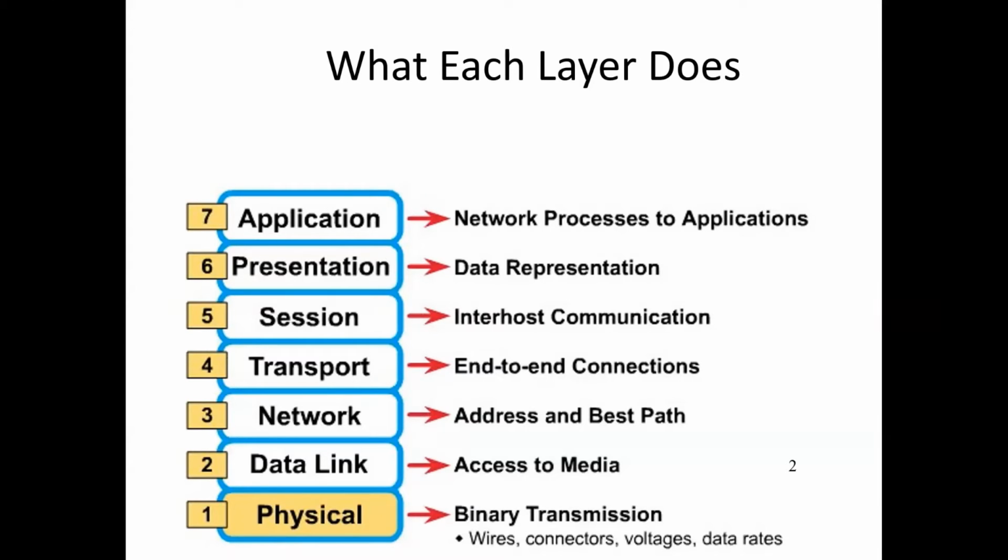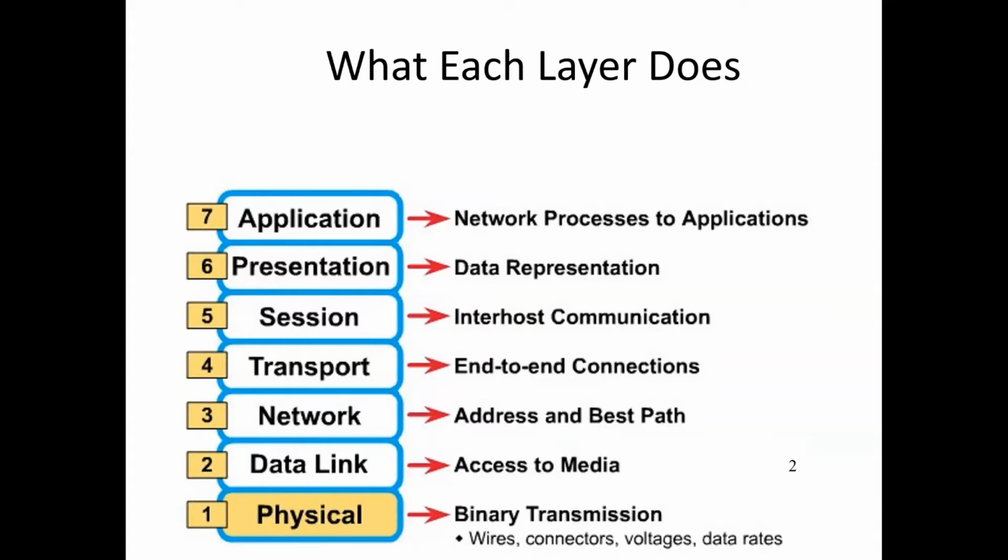There are 7 layers. These layers work top to bottom and bottom to top. We will discuss the layers from the top to bottom. First one is the physical layer. Second one is the data link layer, and third one is the network layer. Fourth one is the transport layer. Fifth one is the session layer, sixth one is the presentation layer, and seventh is the application layer.